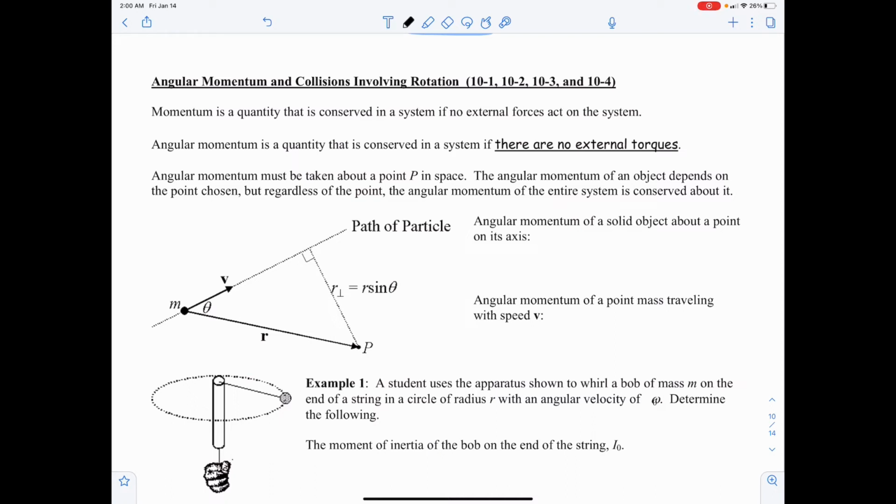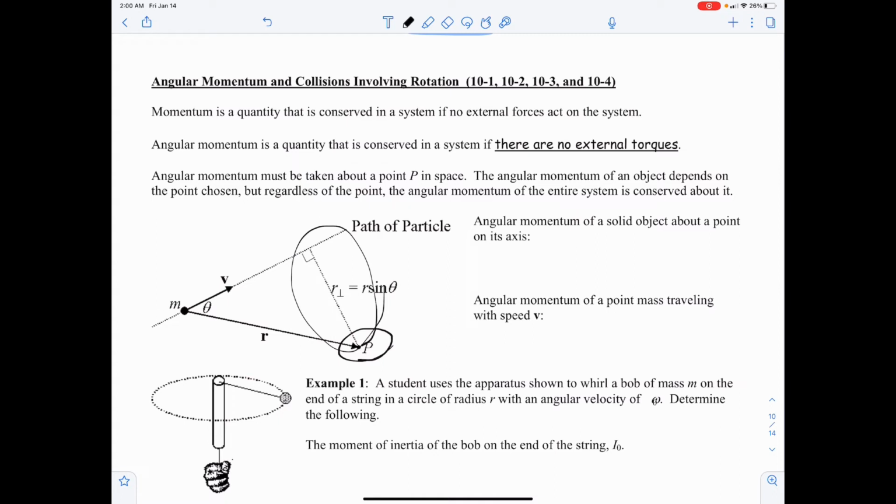Okay, so you have an object, a mass, particle M, and it's moving in this direction right here. Relative to point P, you need the perpendicular component to that radius vector. That radius there really represents the distance from the particle. The perpendicular component of that would be r perpendicular, or r sine theta.